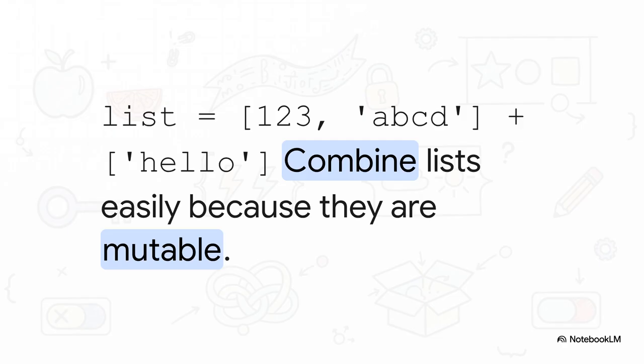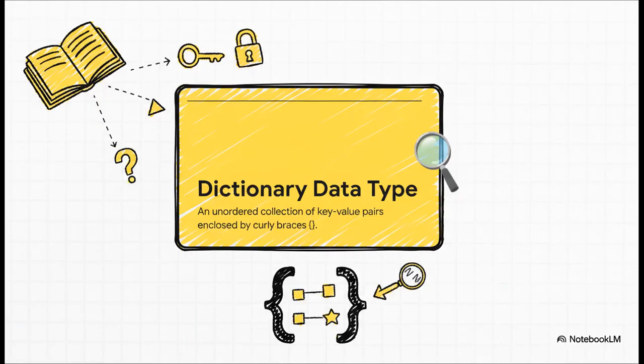And you can see that right here. We can just take our list and combine it with a whole other list just by using a plus sign. This shows you exactly what makes lists so great. They are incredibly flexible. You can add to them, change them, and just expand your data as you go. Okay, next up in our mutable kit, the dictionary.